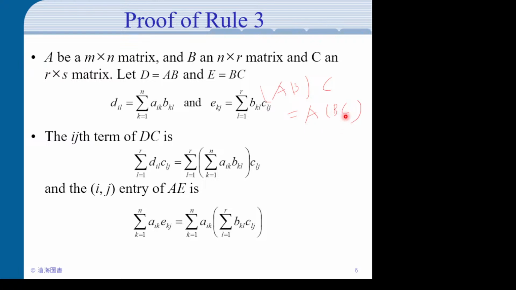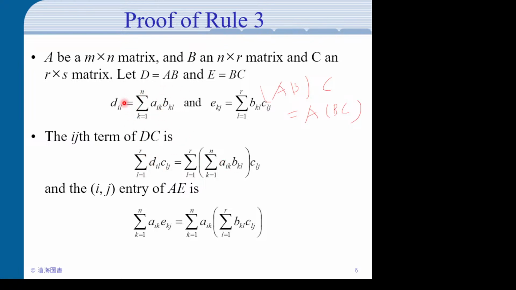And anyway, so then you have the multiplication of BC. Then it's the same thing, but you are summing over l here. Because you are multiplying BC and the shared dimension is r, you are summing to r. So that's the element of AB and the element of BC. Then you can do more multiplication by writing out the expression. So finally, we want the ijth element of this whole thing. And so you want to multiply this with C, and so you're summing over another l, and c_lj.